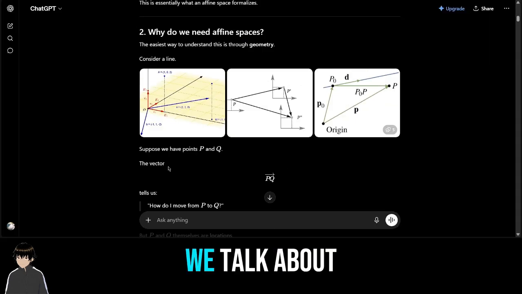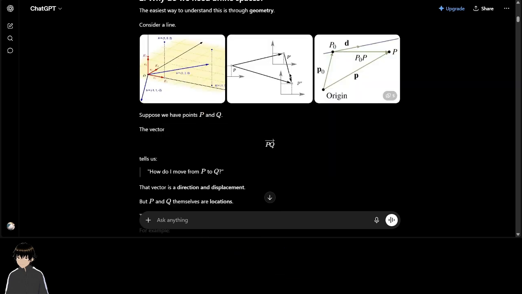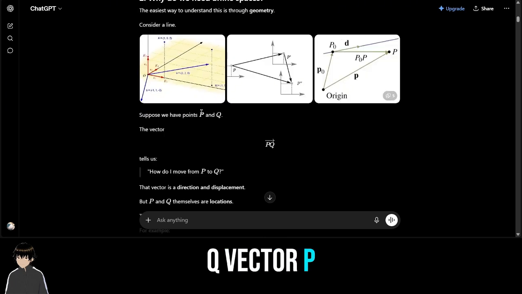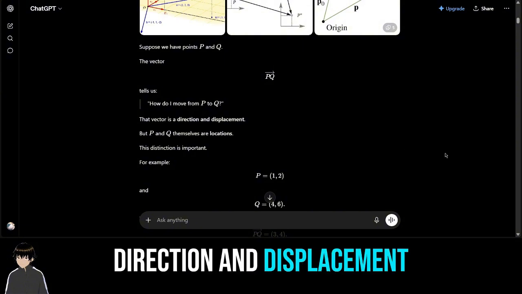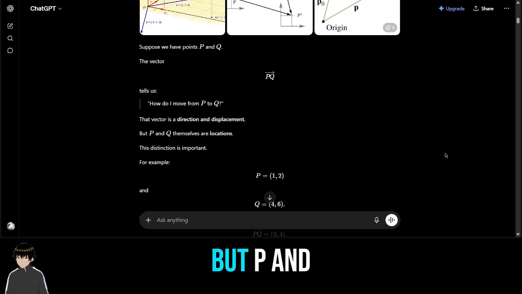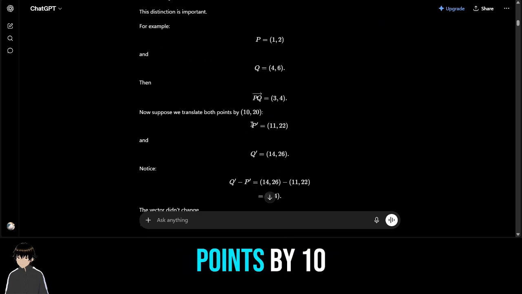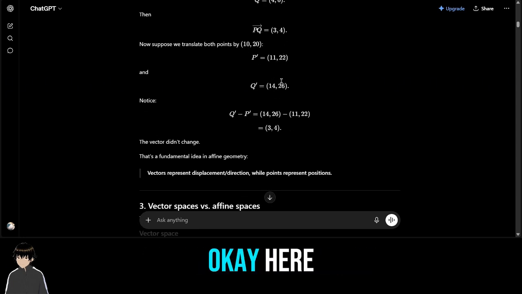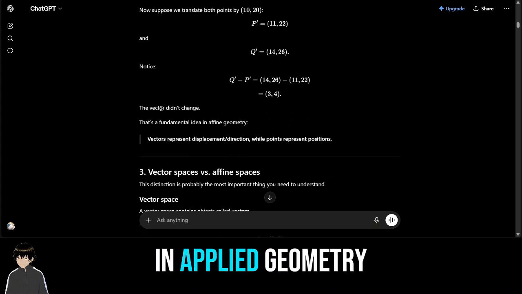Okay, so we talk about why do we need affine spaces. So it says here, suppose we have points p and q. Vector pq tells us how to move from p to q. The vector is a direction and displacement, but p and q themselves are locations. Now suppose we translate both points by 10 and 20. You get the same displacement as you did earlier. So the vector didn't change. It's a fundamental idea in affine geometry.